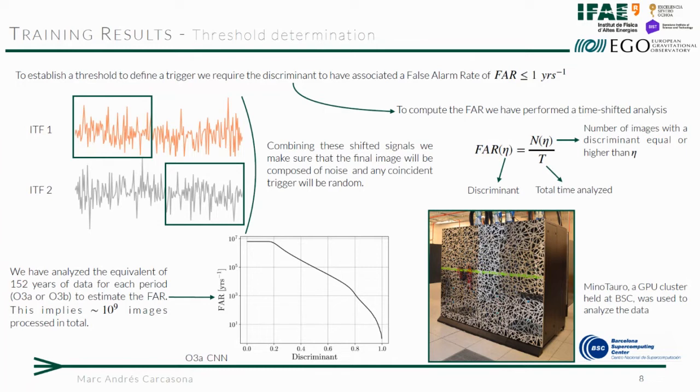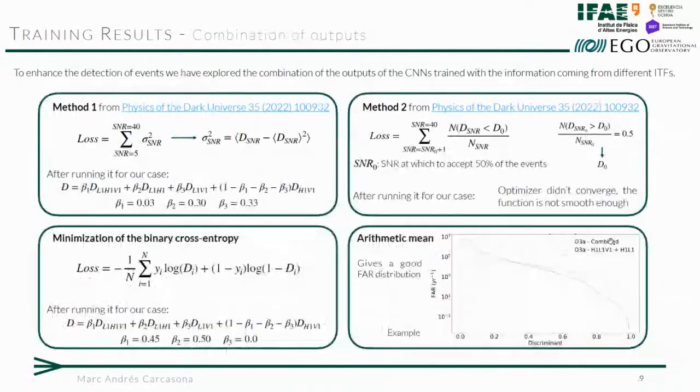But thanks to that, according to the discriminant and the plot that you can see here, we can now assign an equivalent false alarm rate, so how likely it is to be generated by pure noise. And thanks to that, we can now define this way of having triggers. And this is how we did the plot before.